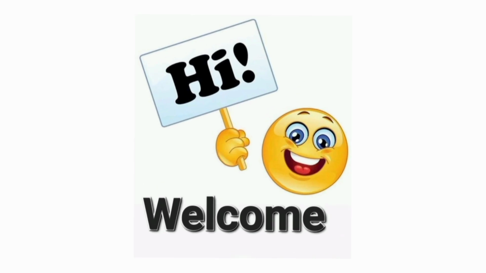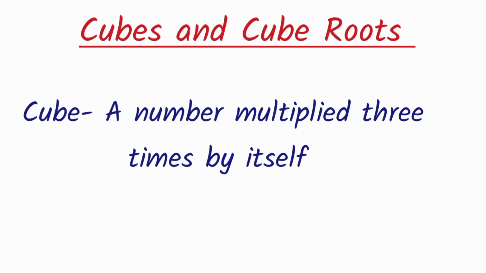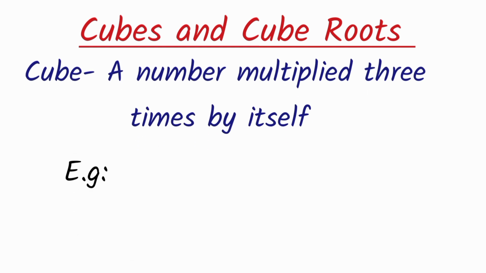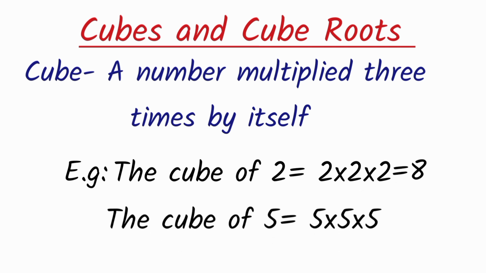Hi, you're welcome. Today we are going to learn about cubes and cube roots. The cube of a number refers to the number multiplied 3 times by itself. For example, the cube of 2 is 2 times 2 times 2 giving us 8, and the cube of 5 is 5 times 5 times 5 giving us 125.